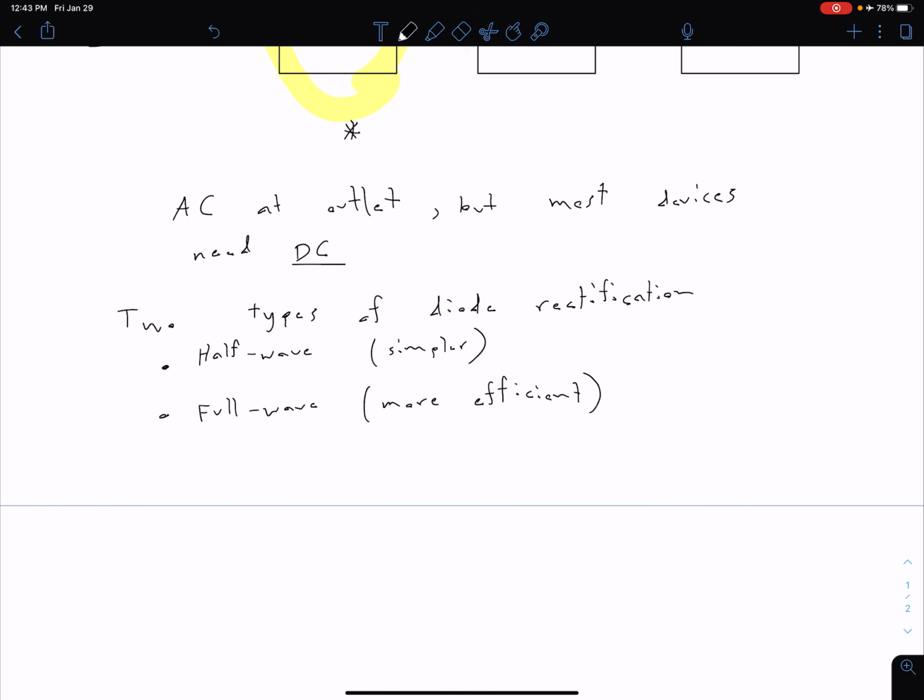So in the following videos, we're going to take a look first at our half-wave rectifiers. We're then going to look at a couple ways to implement full-wave rectifiers, and then we'll move on to other important types of diode circuits.